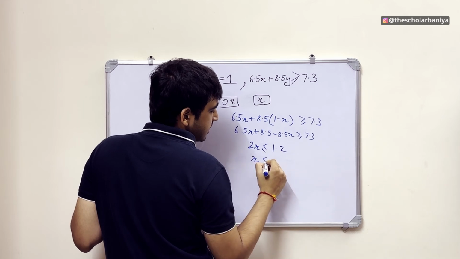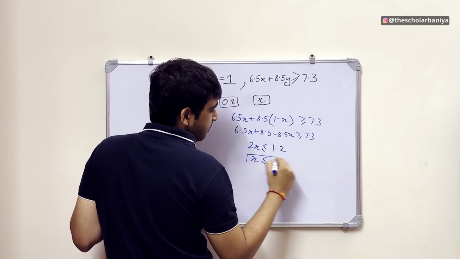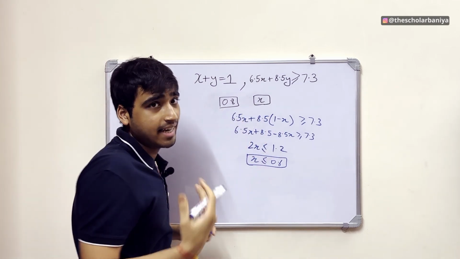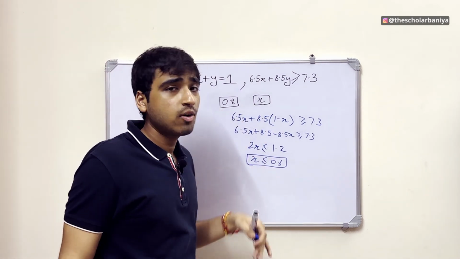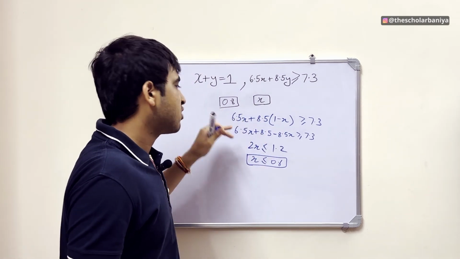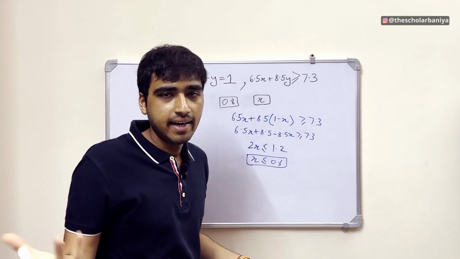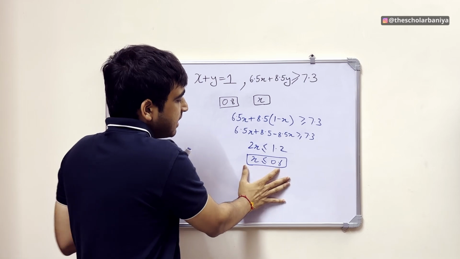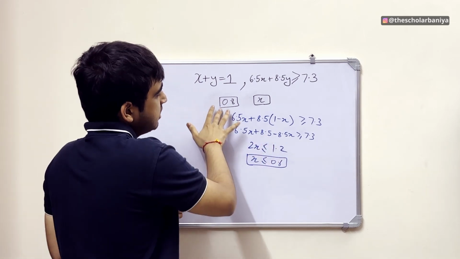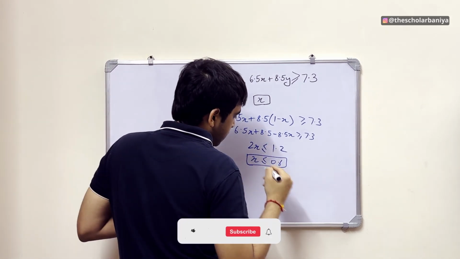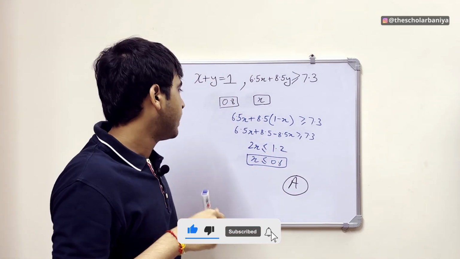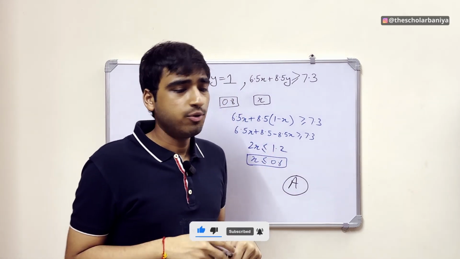So x is less than or equal to 0.6. We were asked to compare 0.8 and x. Since x is less than or equal to 0.6, 0.8 will always be greater than x, obviously. So this is greater, and your answer becomes A. I think this was a very simple question that you should have no problem with.